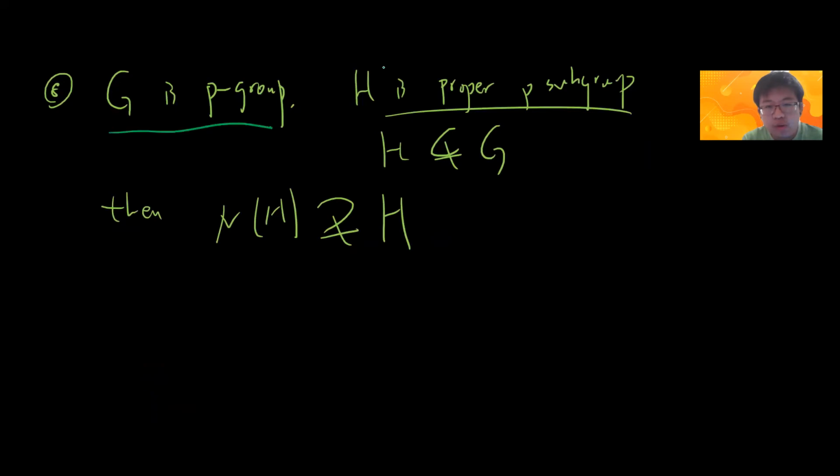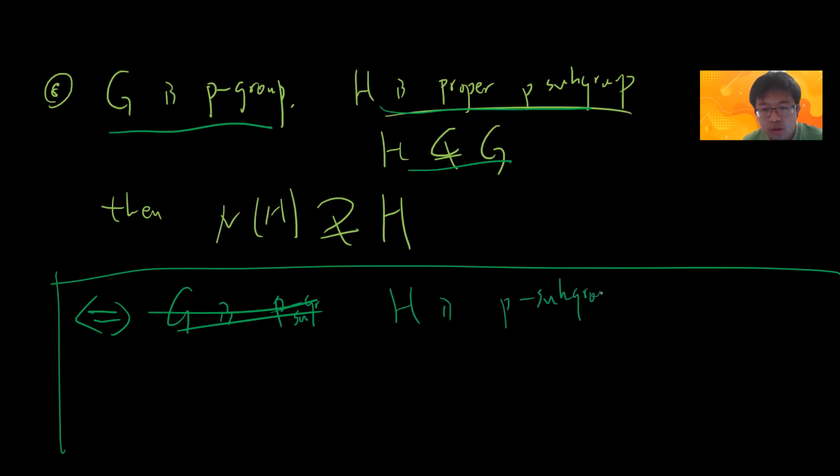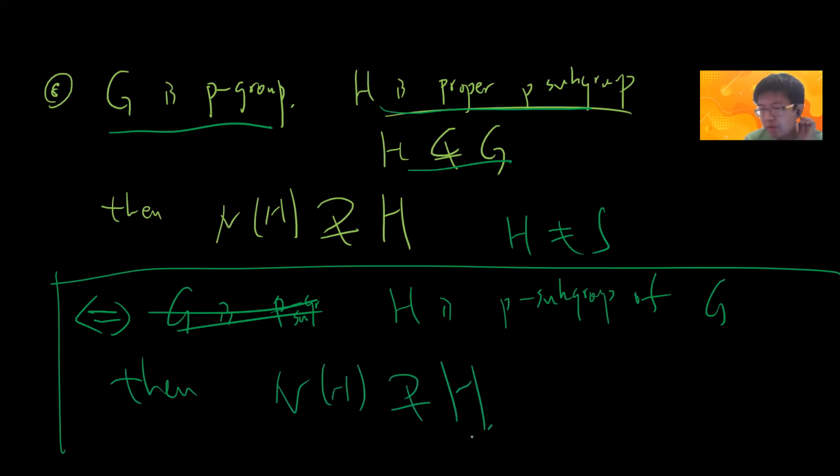The final one says that if G is a P group, H is a proper P subgroup, and H is not the same as G, then the normalizer of H is not the same as H. Actually, one can use this to prove that it is equivalent to the following: if G is a P group and H is a P subgroup of G, but H is not Sylow, so H is not the largest, then the normalizer of H will be greater than H. You can easily see that this will imply the first if you just change this H into G, so you restrict it to a particular P subgroup which is not Sylow.